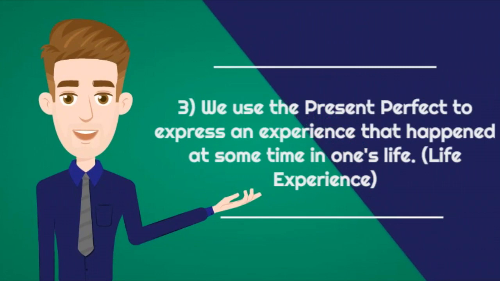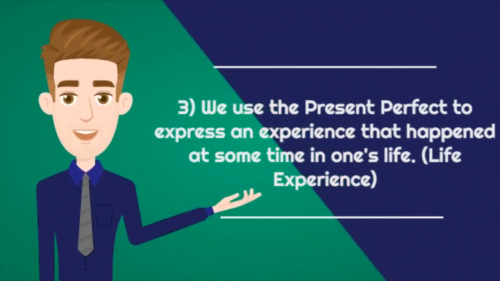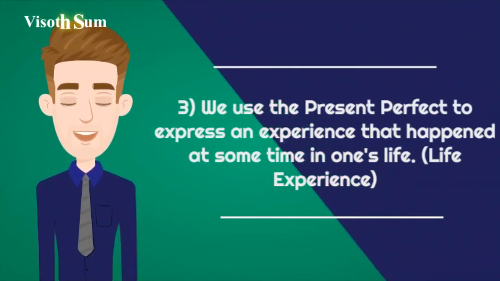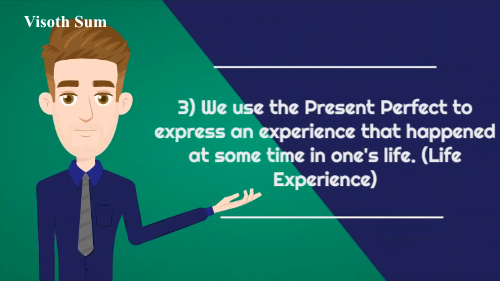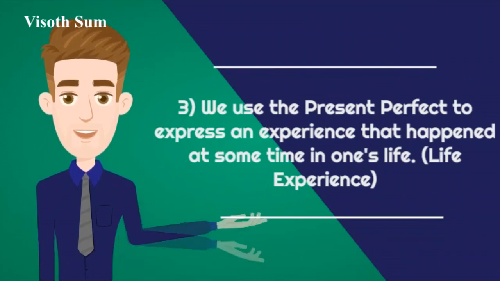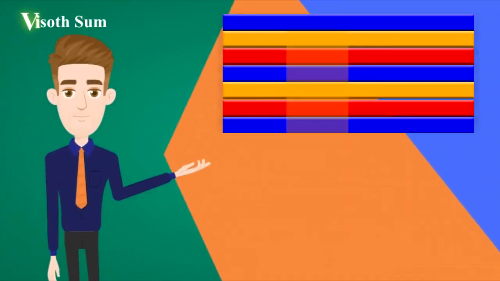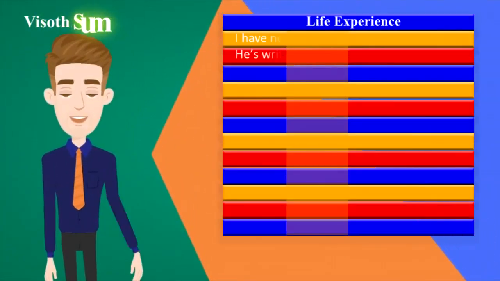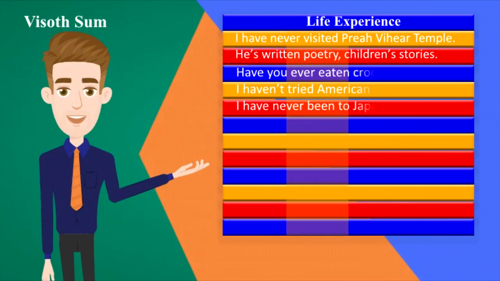3. We use the present perfect to express an experience that happened at some time in one's life. It's usually called life experience. The action is in the past and finished, but the effects of the action are still felt or remembered. When the action happened is not important. Now, let's see them on the screen for more details.